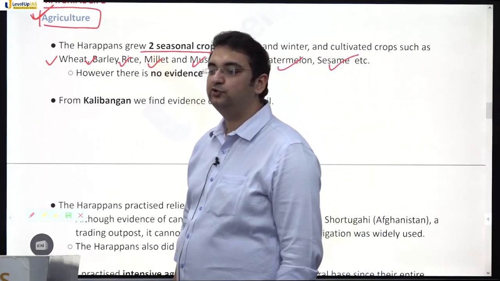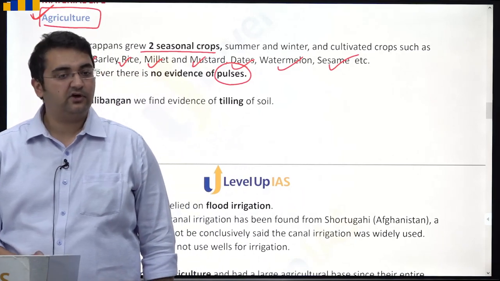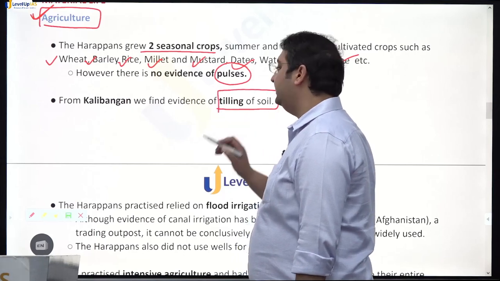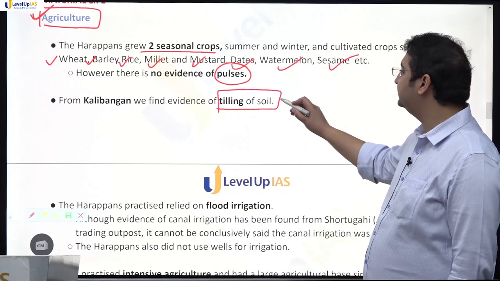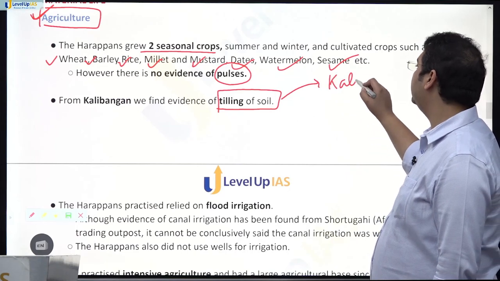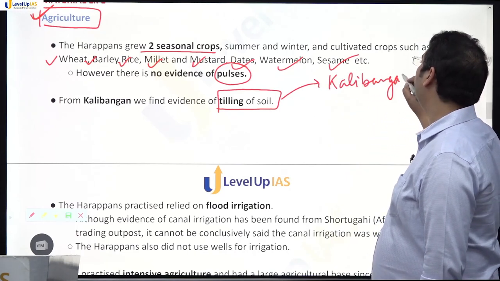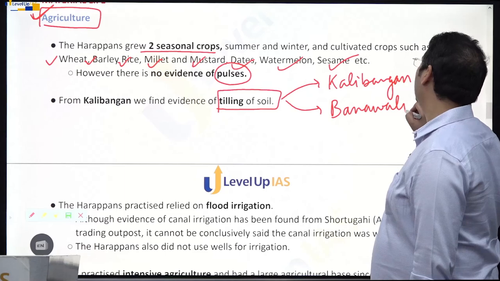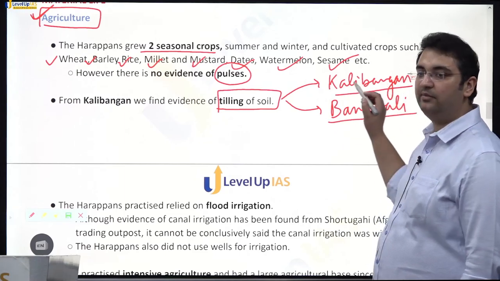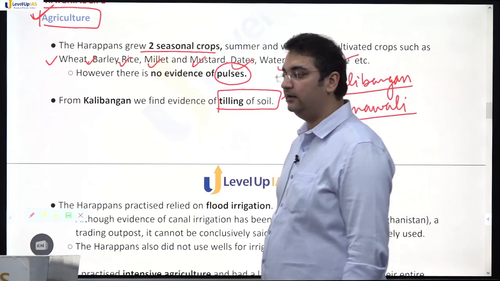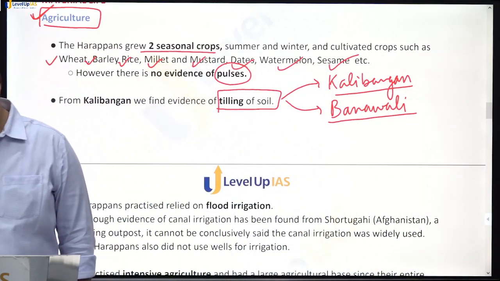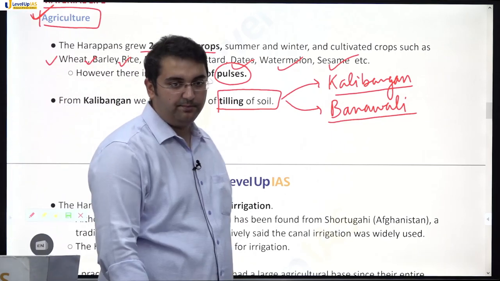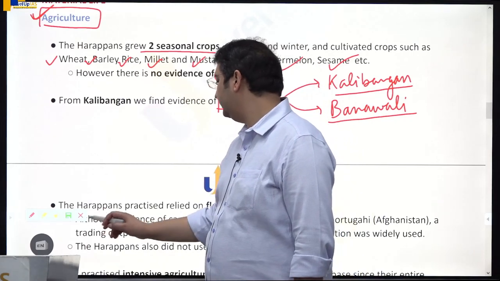Did the Harappans used to plow their soil or not? Plow their fields or not? Yes. So tilling was done by the Harappans. From where do we find the evidence? Kalibangan and Banavali. What do we find from Kalibangan? A plowed field. And what about Banavali? Kya mila hai? A terracotta replica of a plow, probably a toy, right?